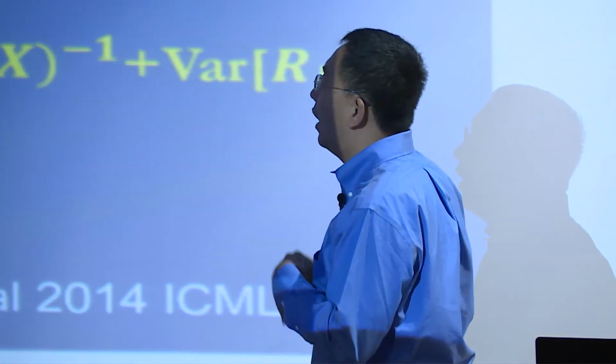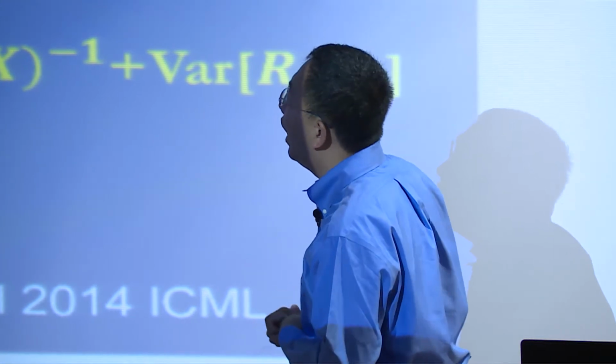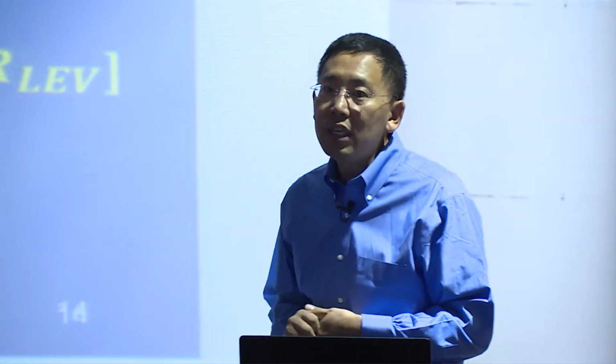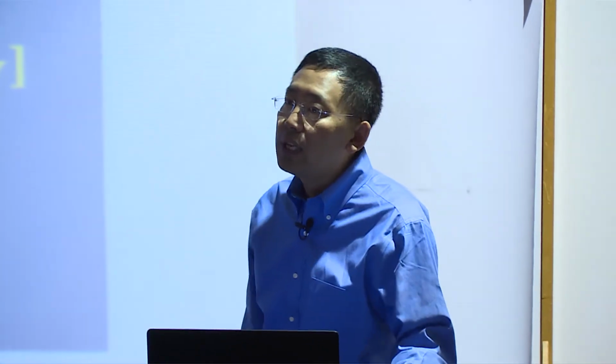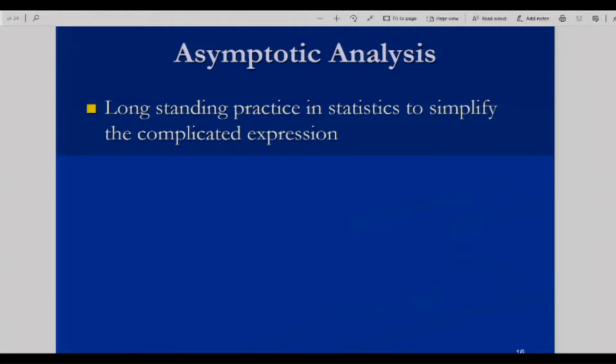Because this expression is complicated, we want to simplify it to get nice, operable expressions. One way of doing this in statistics is through asymptotic analysis. Asymptotic analysis is a long-standing practice in statistics. Essentially, it can simplify this complicated expression, and many times can give us very nice workable solutions.